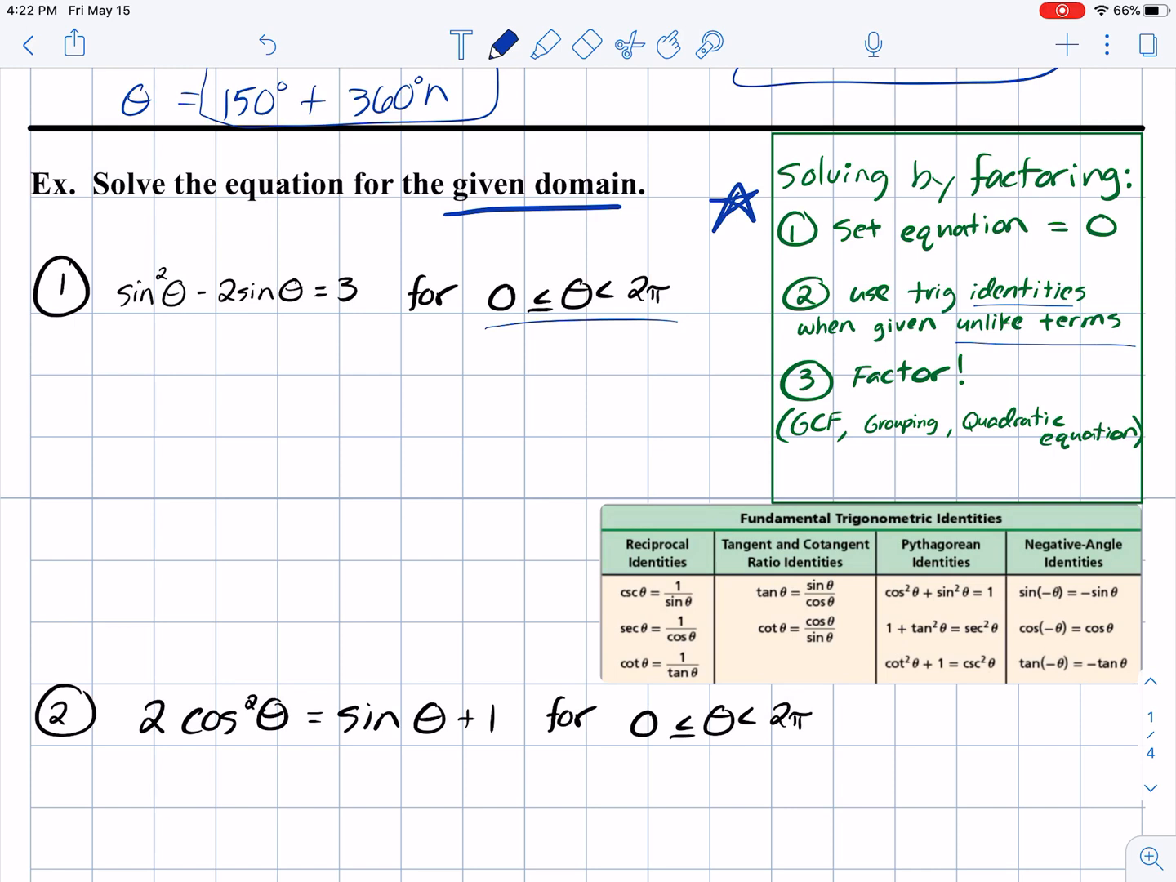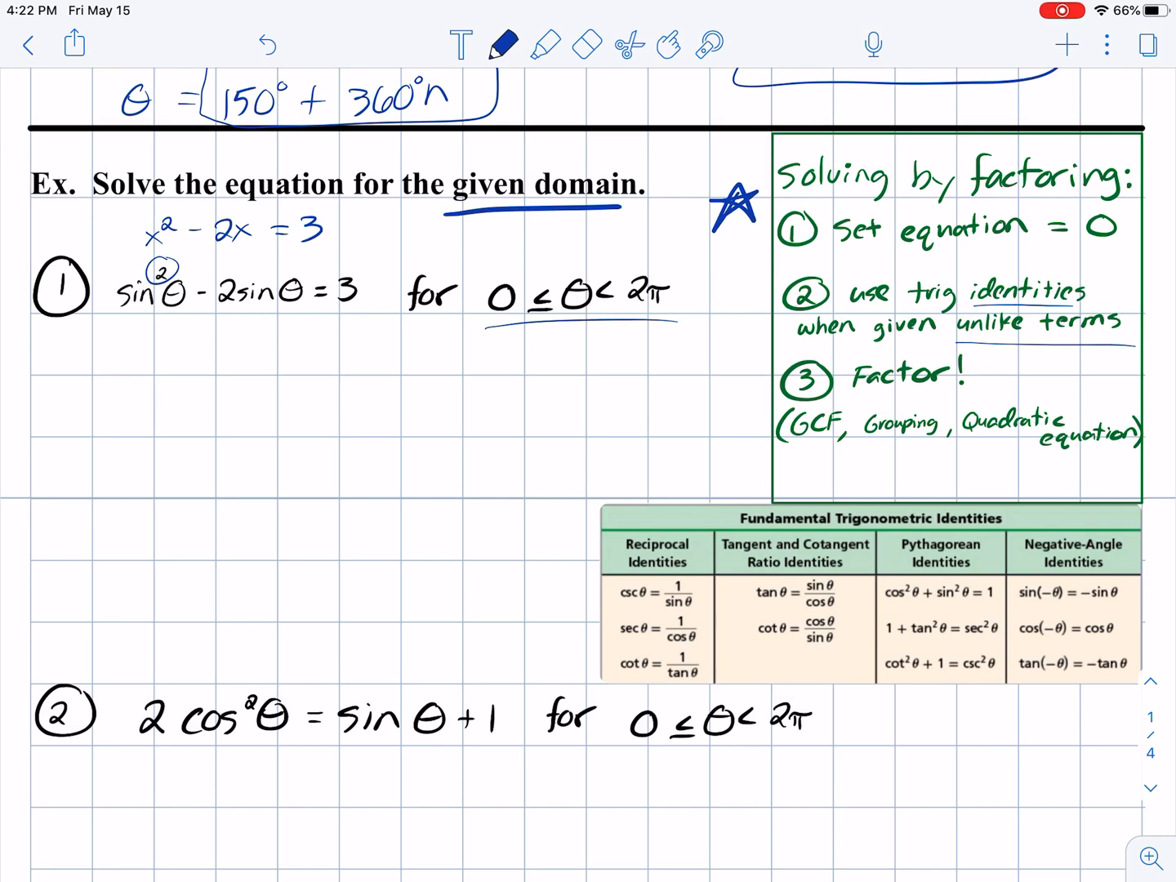Okay, and I say factor because hopefully you notice we have a squared in here. So you guys can treat this equation like x squared minus 2x equals 3. We've solved these all year. You're going to have more than one answer. We're going to have to solve by factoring. So let's follow our steps.